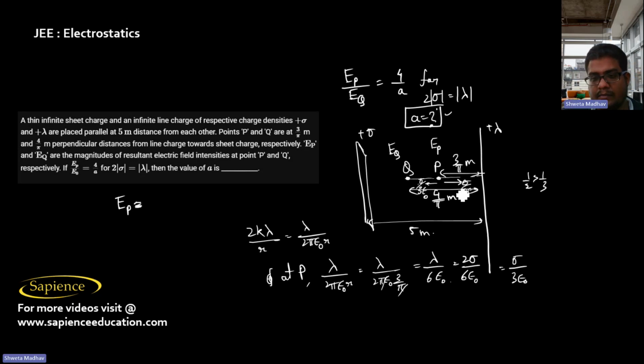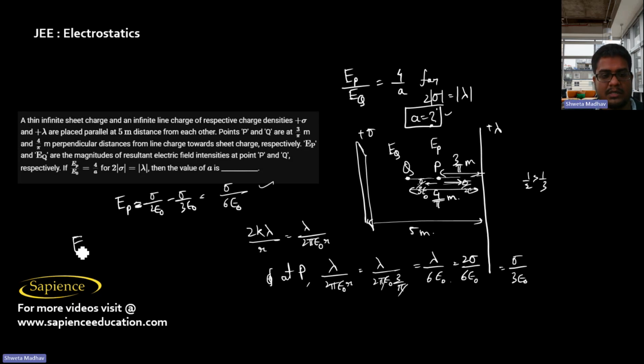Therefore, this way it is higher. So the net electric field at point P is sigma by 2 epsilon naught minus sigma by 3 epsilon naught, which is sigma by 6 epsilon naught. So 3 minus 2, which is 1 sigma by 6 epsilon naught.